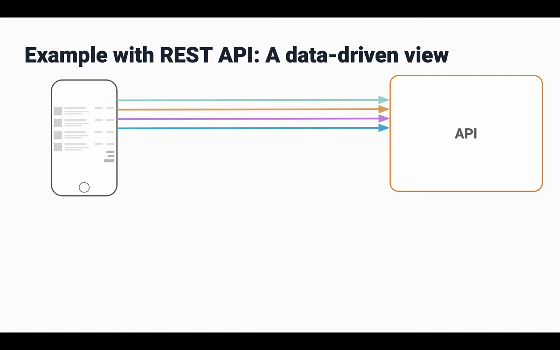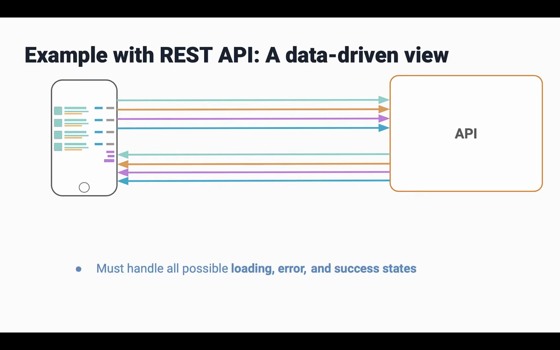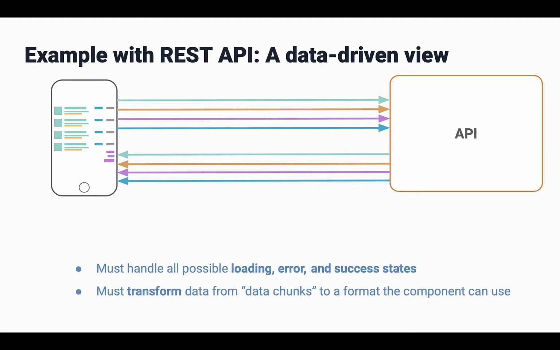Of course, the responses will probably arrive at different times. In this case, the UI must show a loading state until all the responses have arrived, and the UI must be able to handle any possible combinations of errors and refetching. The front end will also be responsible for transforming the separate responses into something the component can use. For some components, like complex news feeds, this can get really complicated.